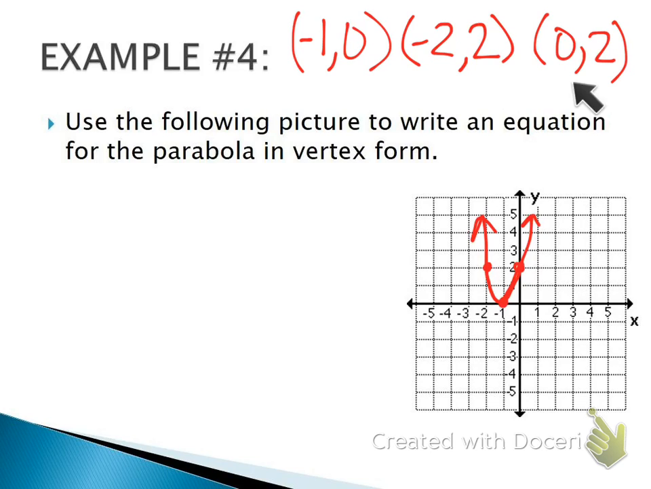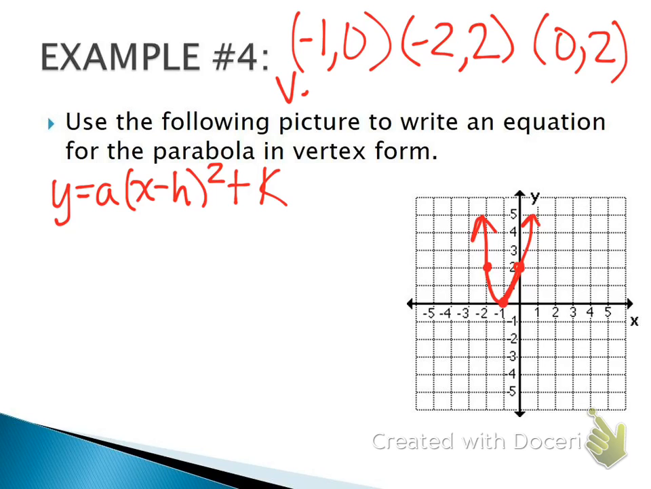So we've got these points plotted. That makes this parabola here that we see. So we need to write an equation in vertex form. Just to remind ourselves, that is y equals a times (x minus h) squared plus k. What can we plug in right away? h and k, because we find that from our vertex. What is our vertex? -1, 0.